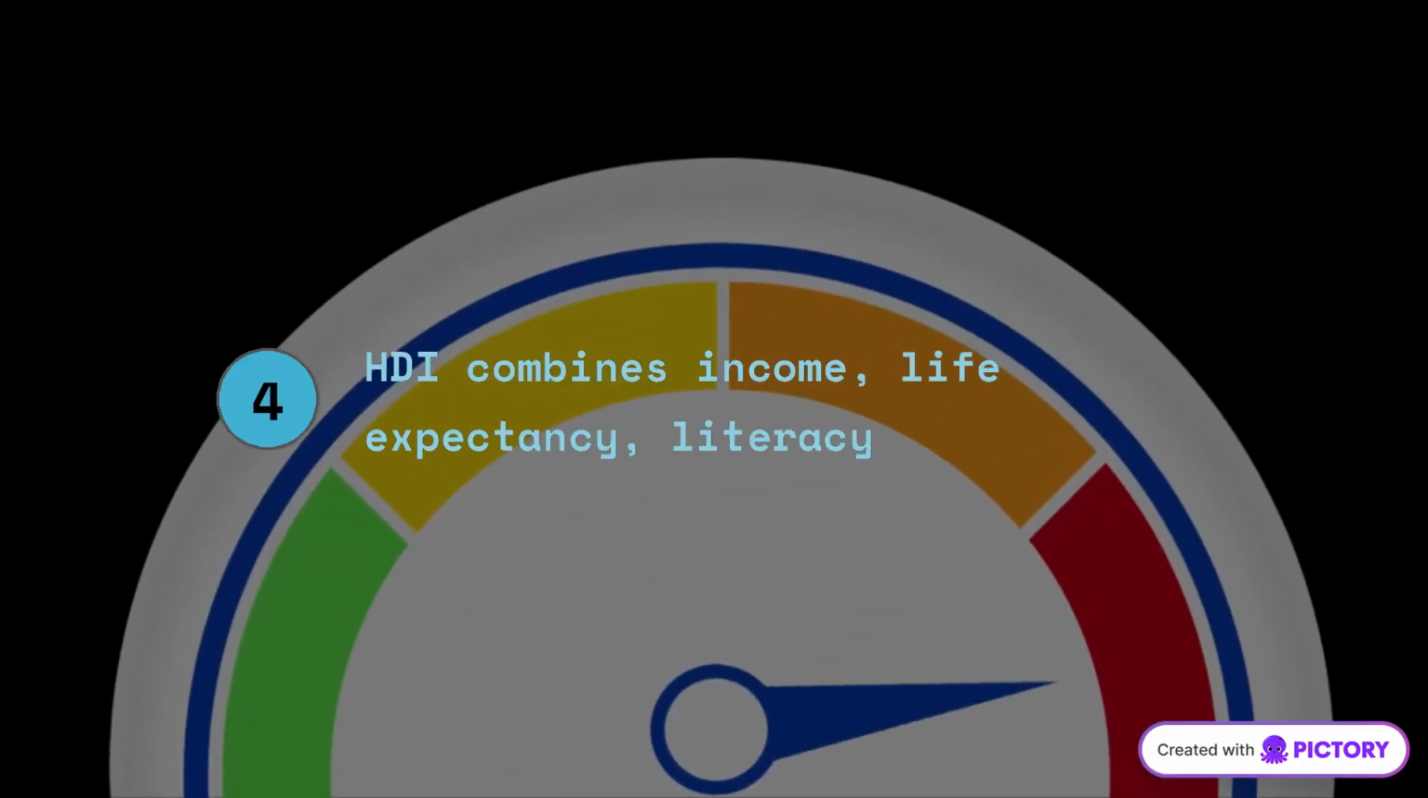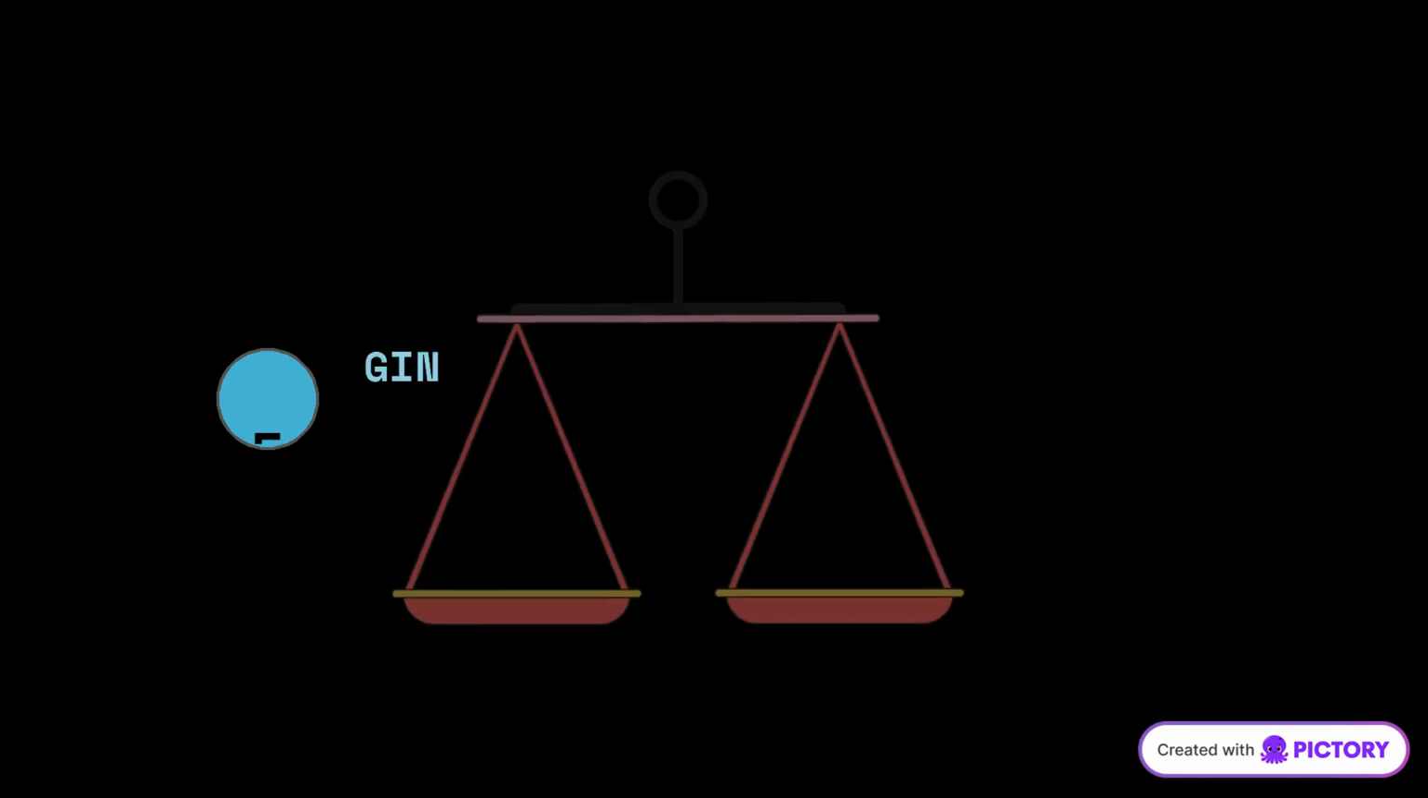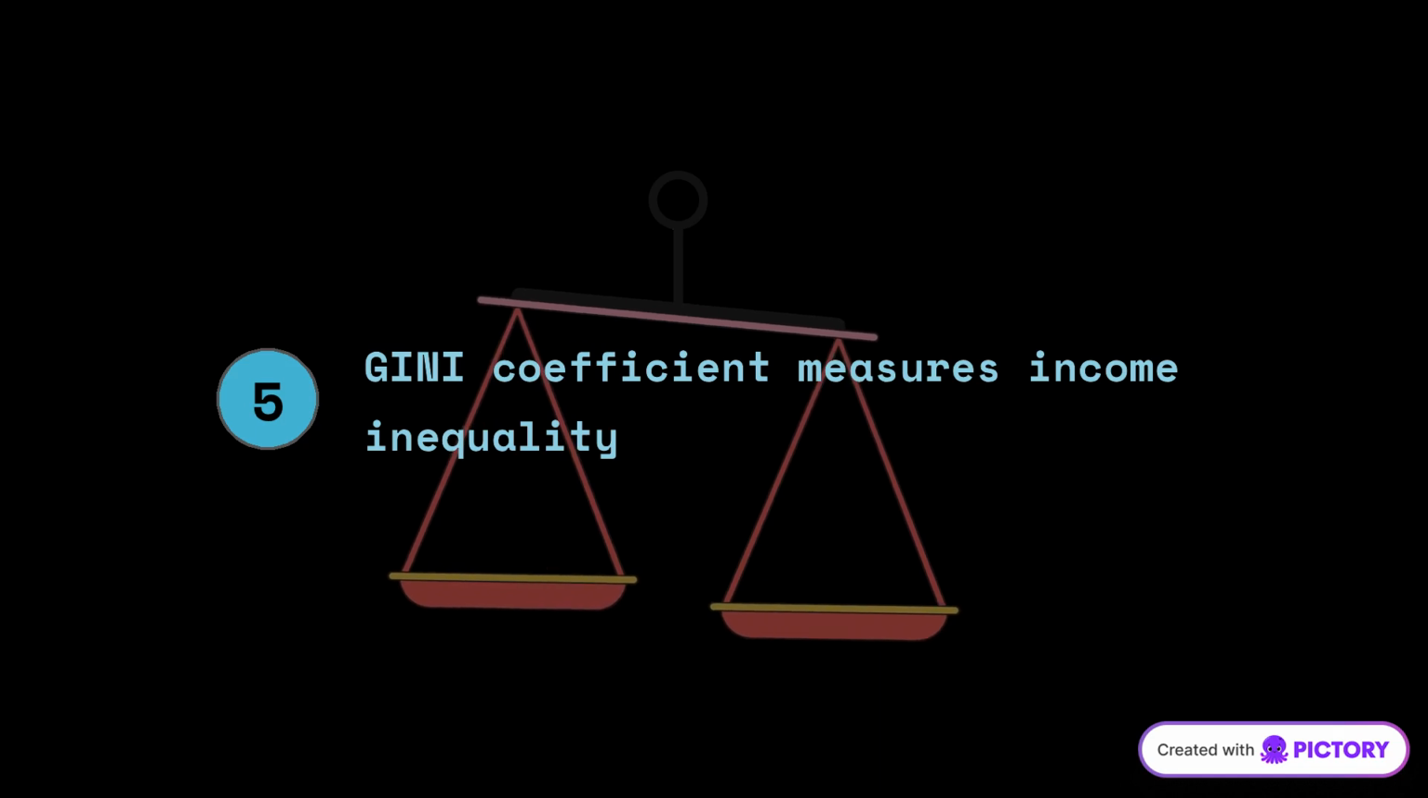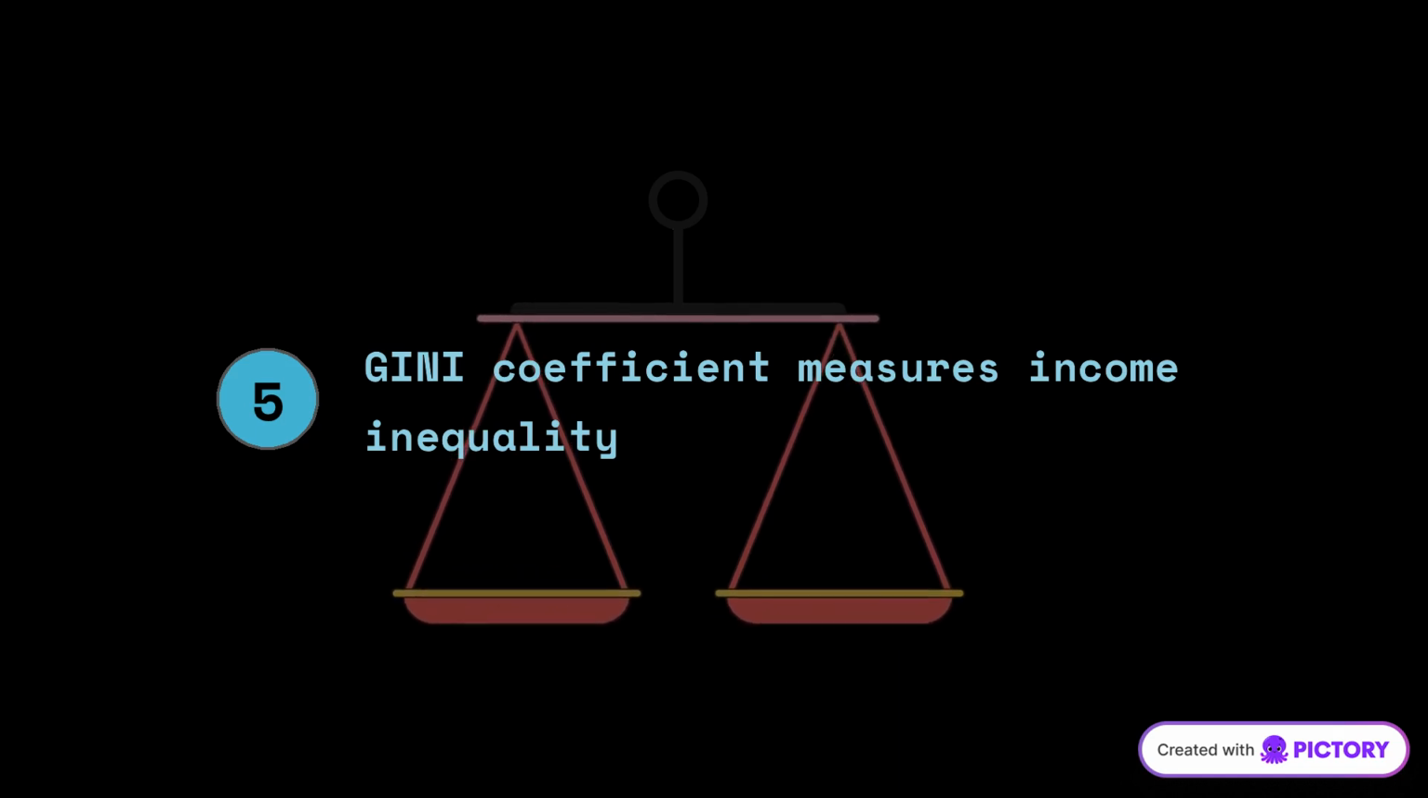HDI, combining GDP per capita, life expectancy, and literacy. Gini coefficient, measuring inequality with scores from 0, equality, to 1, inequality.